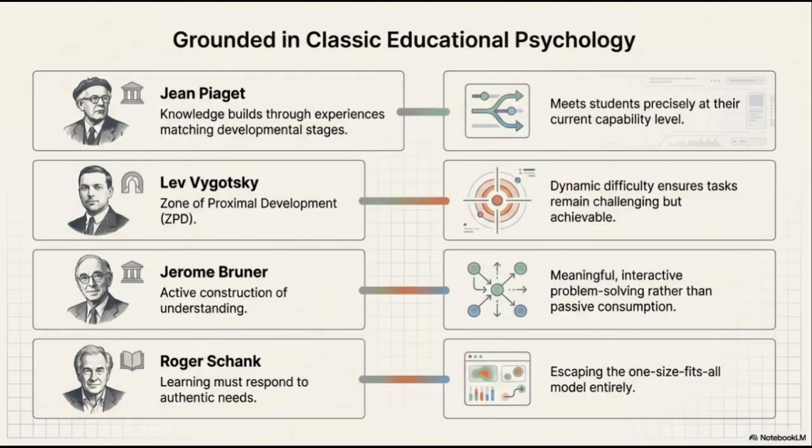Jerome Bruner believed learning should be an active process in which students construct understanding through meaningful experiences. Roger Schank also emphasized that learning should respond to authentic needs rather than follow a one-size-fits-all approach. When I looked at adaptive learning technology through the lens of these theories, the connection became clear. Rather than moving every student through identical lessons at the same pace, adaptive platforms create opportunities for students to learn where they are while gradually building toward greater understanding. Technology becomes a way to personalize learning instead of standardizing it.